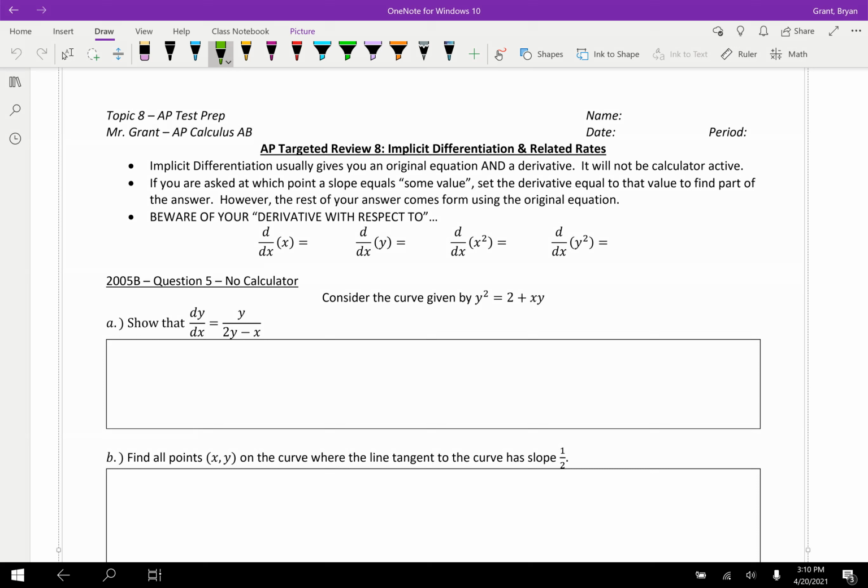Today's focus is split between two topics, implicit differentiation and related rates. I think they both tie in well to each other because ultimately at some point you're going to be taking the derivative with respect to a variable that might not be the independent variable in the problem. Or there might be multiple variables in the problem and you're going to be taking the derivative with respect to one of them. Okay, so let's rock and roll.